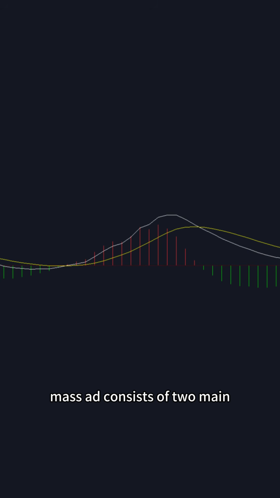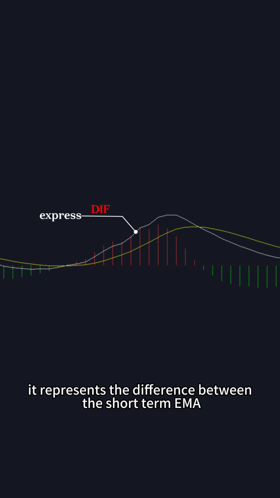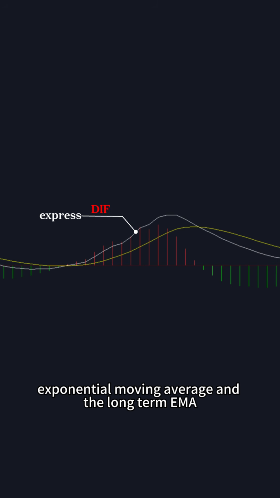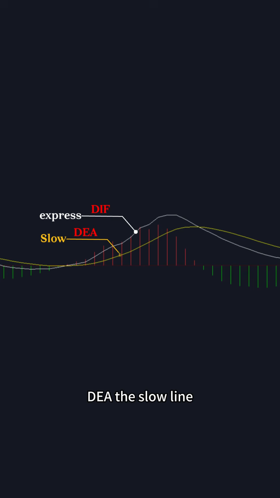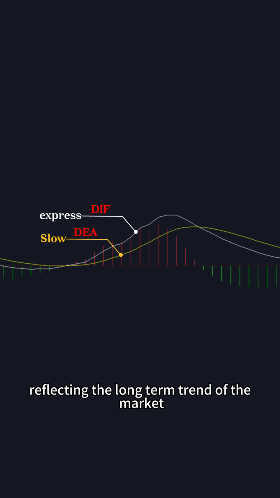What is the MACD indicator? MACD consists of two main lines. DIF, the fast line. It represents the difference between the short-term EMA, exponential moving average, and the long-term EMA, reflecting short-term price changes. D, the slow line. It is the 9-day EMA of DIF, reflecting the long-term trend of the market.